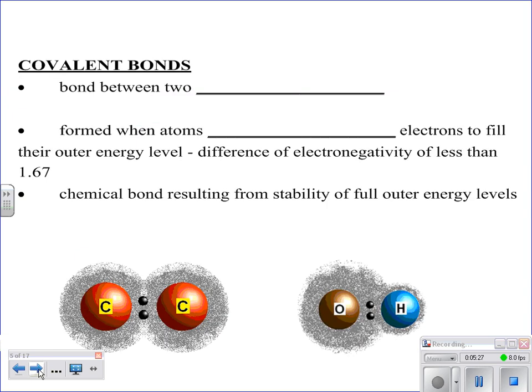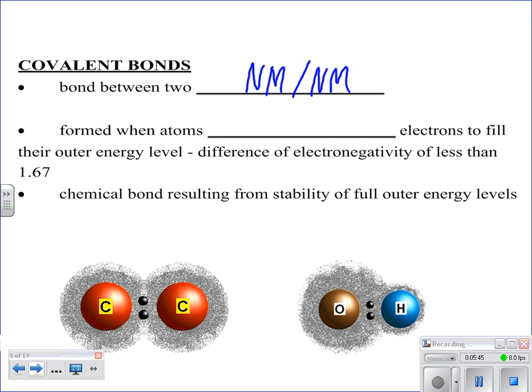Then we get to covalent bonds. We're not talking about metals and nonmetals. Instead, we're talking about two nonmetals. And actually, it doesn't have to be two. It could be three. But you've got a bond between nonmetals.